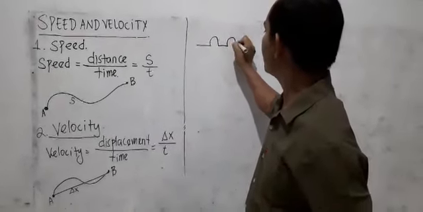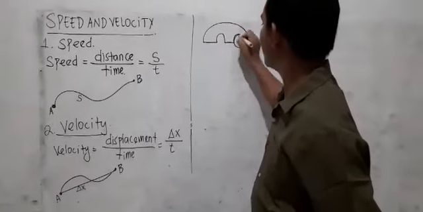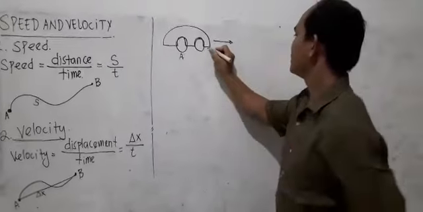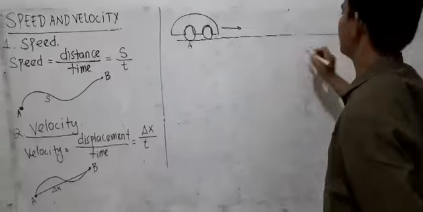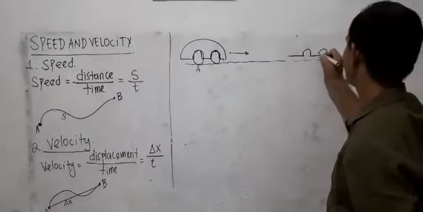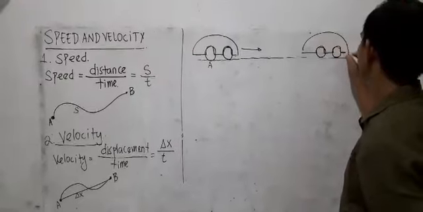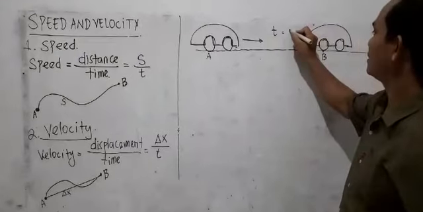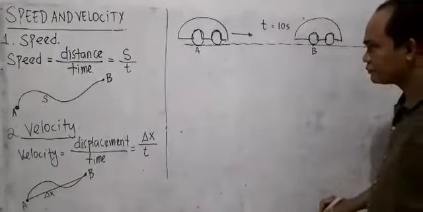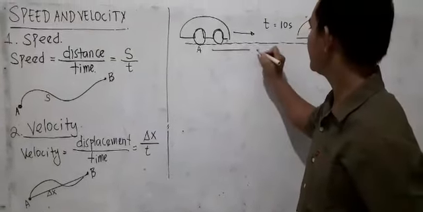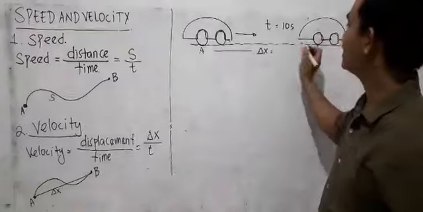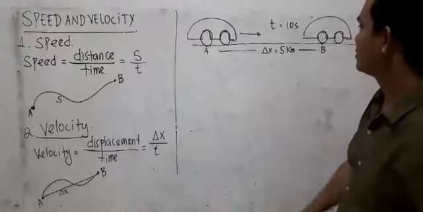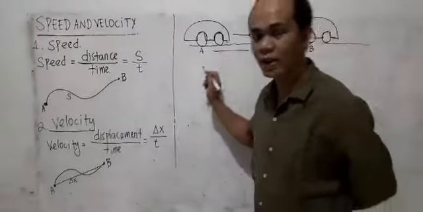A car travels from point A on a road to point B, with time taken of 10 seconds. The displacement is 5 kilometers in 10 seconds. So what is the velocity?